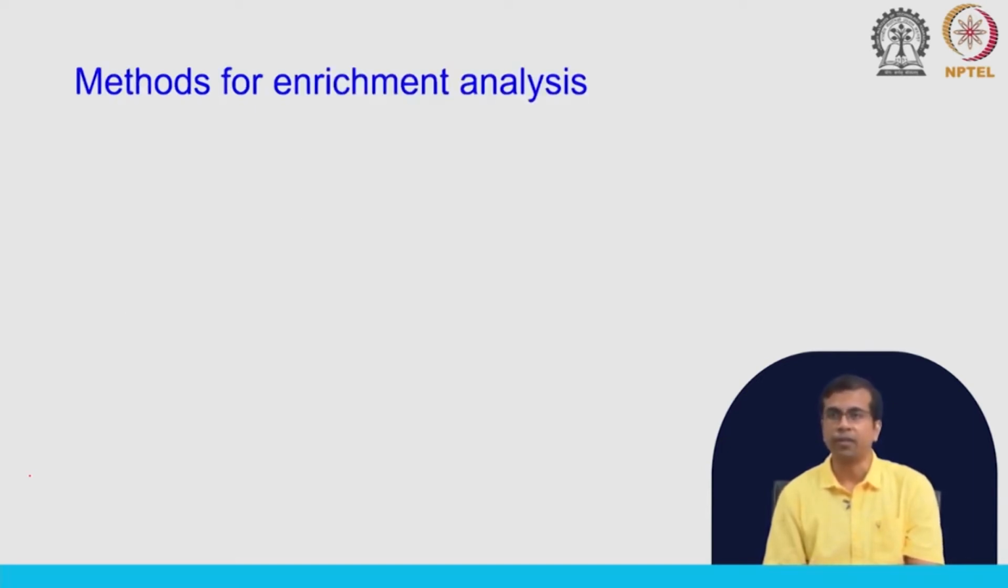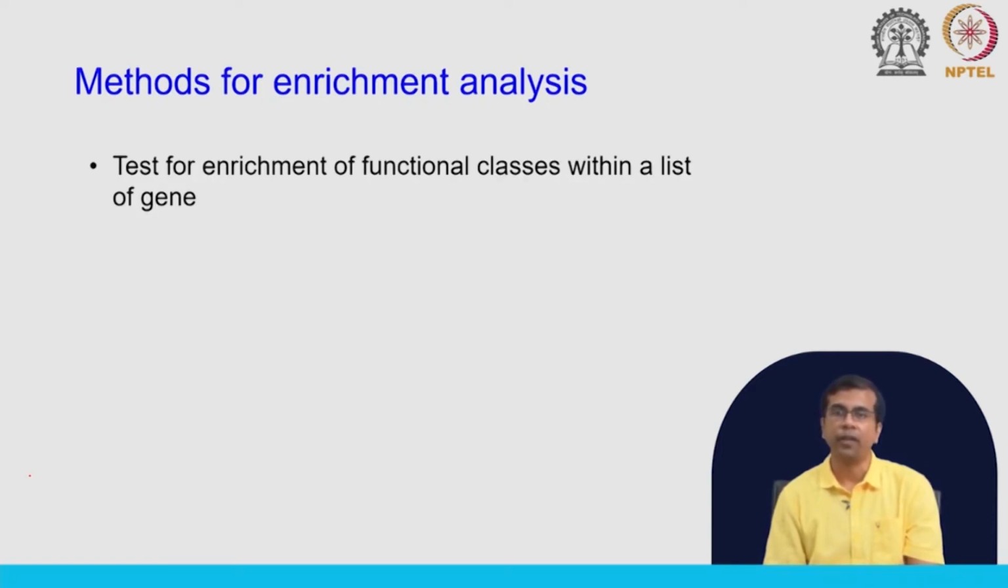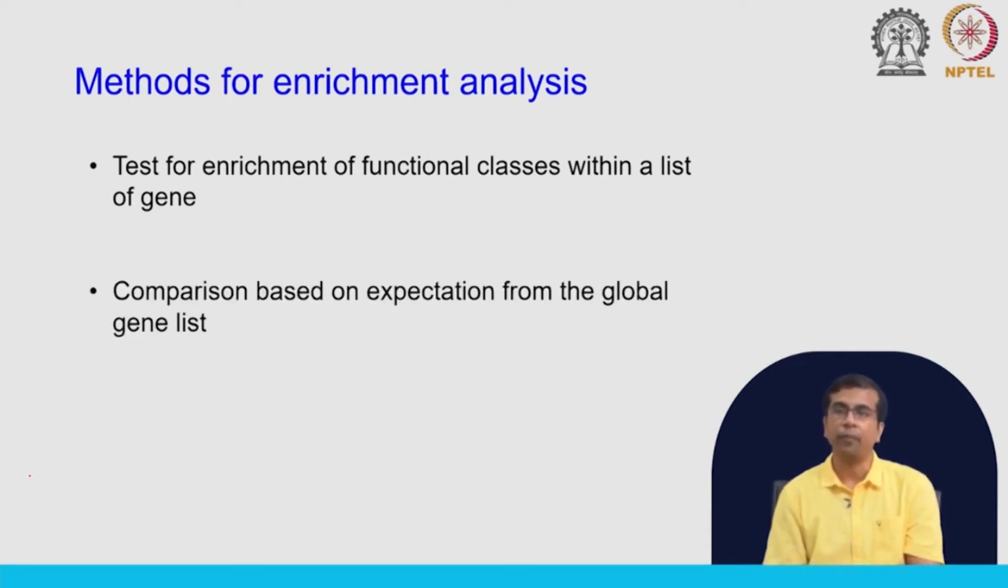The methods for enrichment analysis test for enrichment of functional classes within a list of genes. In our scenario, where we have done the differential expression analysis, this list of genes will be the genes that are differentially expressed. These methods test whether certain functional classes are enriched within that list, and they usually compare this based on expectation from a global gene list. If you are looking at an organismal level, this would be the global gene list, or maybe the gene list that you started your experiment with. Maybe you are studying only a part of the genome, so that will be your global gene list.